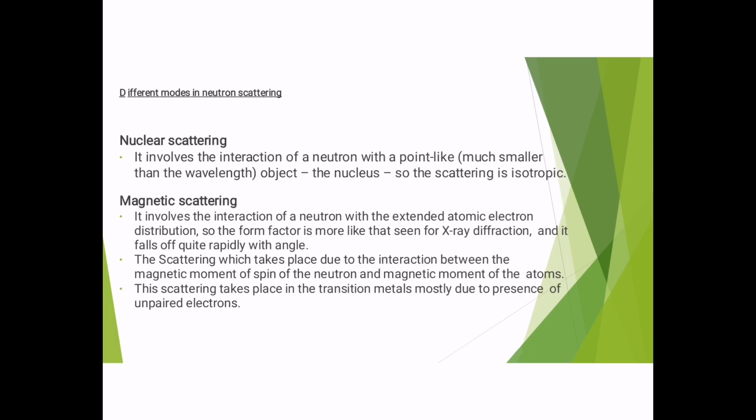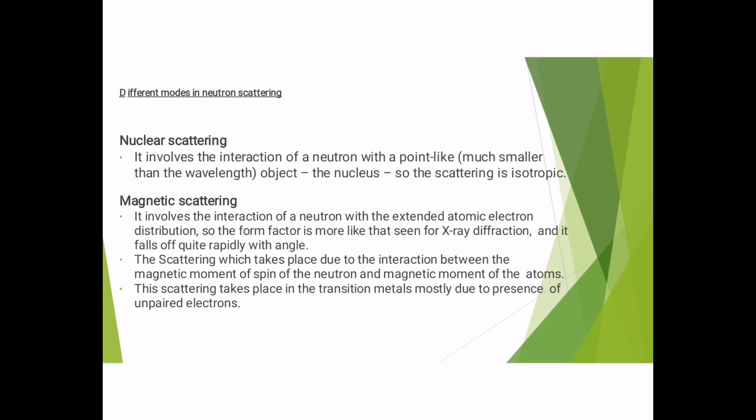In the next slides, we will discuss different modes in neutron scattering. There are different modes in neutron scattering, that is nuclear scattering and magnetic scattering. The first one is nuclear scattering. It involves the interaction of a neutron with a point object that is much smaller than the wavelength of the neutron, between the nucleus and the object, so the scattering is isotropic.